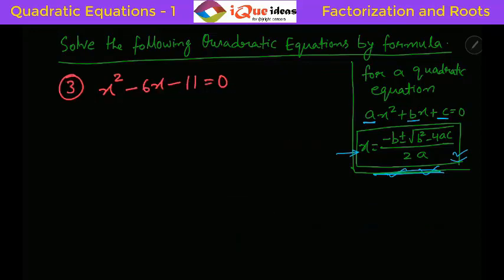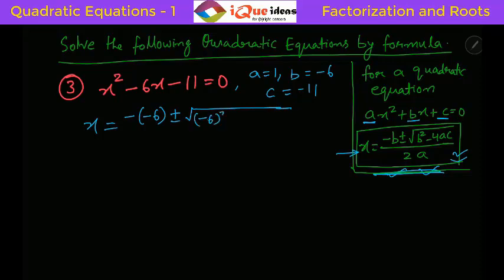Now let's take up the third question. We'll straight away apply the formula. Let's identify the values here. The value of a, the coefficient of x square, is 1. The value of b, coefficient of x, is minus 6. And the value of c, constant term, is minus 11. So the value of x will be equal to, according to the formula, minus of b. So minus of minus 6 plus minus square root of b square. Now b square is minus 6 square. Alright. Minus 4 into a is 1, c is minus 11. Divide by 2a, so it is 2 into 1.